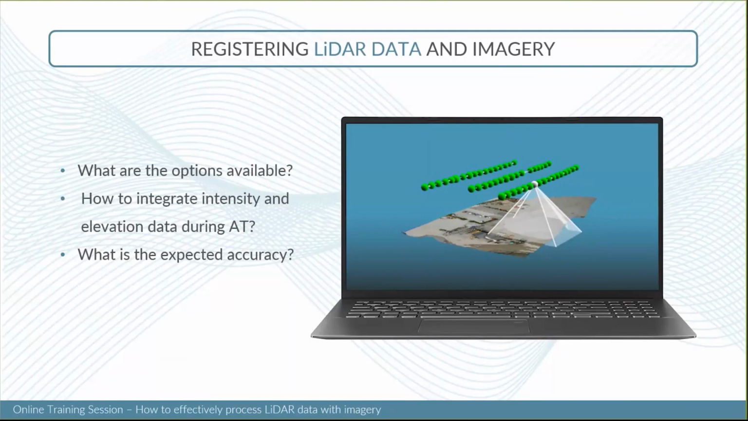The first step will be an automatic one. However, sometimes if there's too much difference between the intensity and the image texture, you may have to add a few links between your intensity and your imagery.